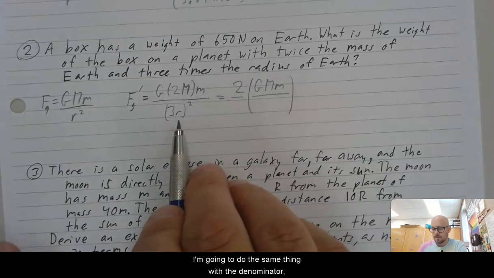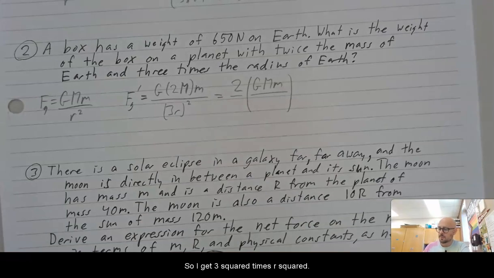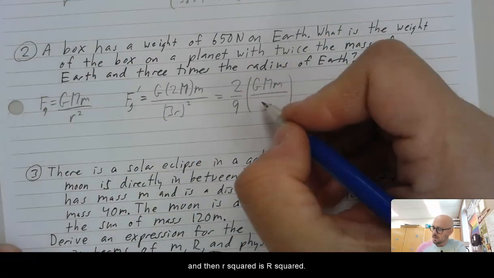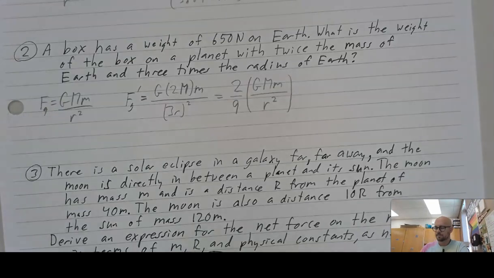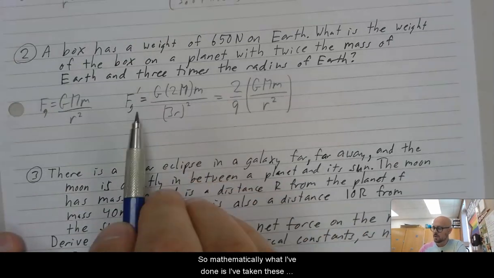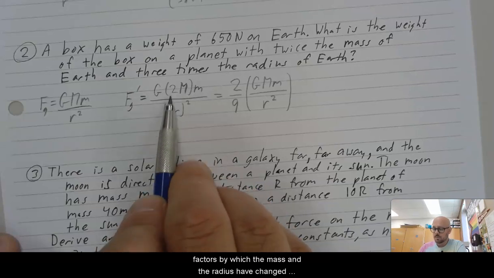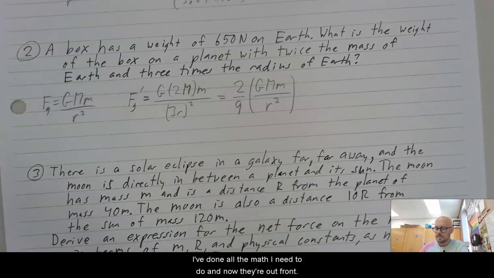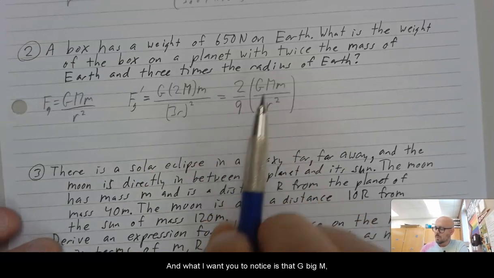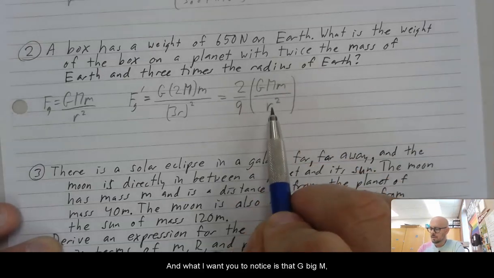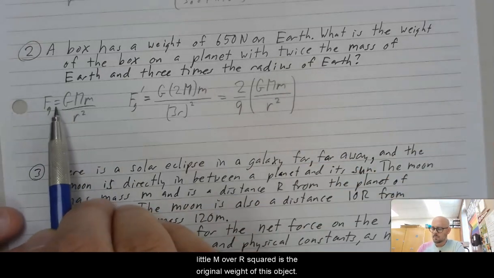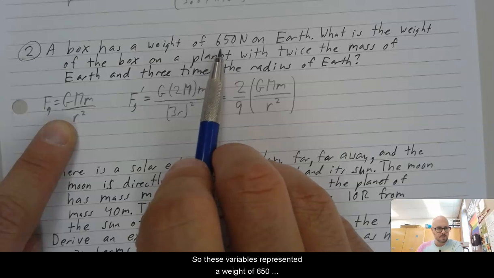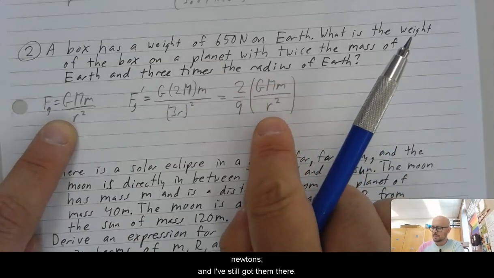I'm going to do the same thing with the denominator, but I have to square everything first. So I get 3 squared times r squared. Well, 3 squared is 9, and then r squared is r squared. So mathematically what I've done is I've taken these factors by which the mass and the radius have changed, and I've taken them out of the equation. I've done all the math I need to do, and now they're out front. And what I want you to notice is that G, big M, little m over r squared is the original weight of this object. So these variables represented a weight of 650 newtons, and I've still got them there.